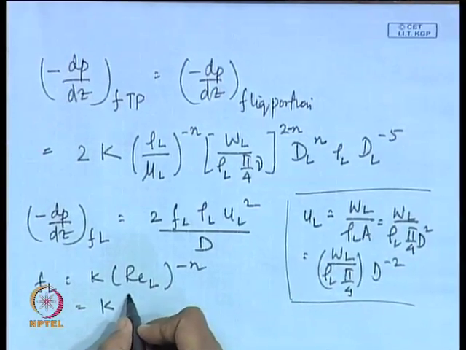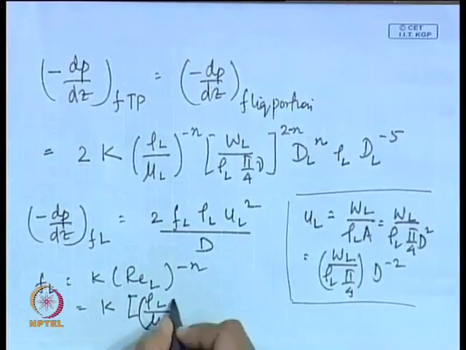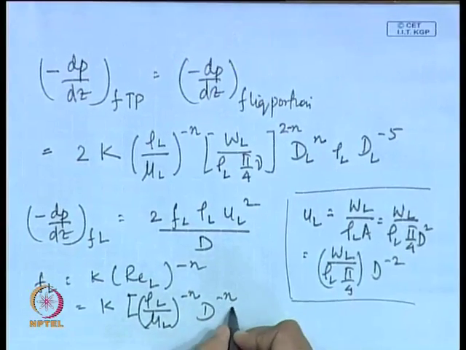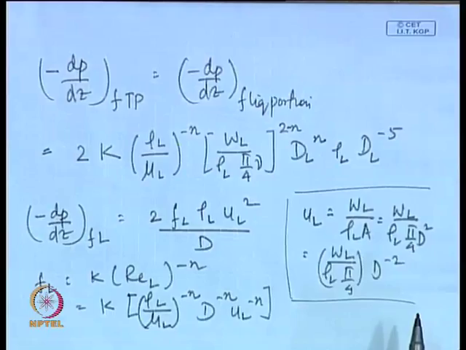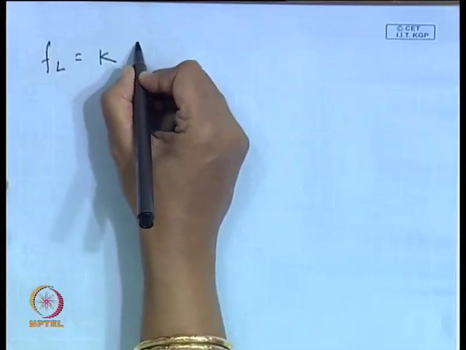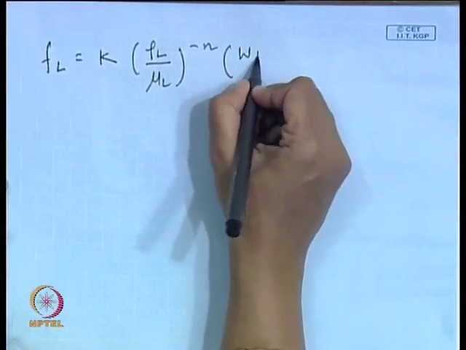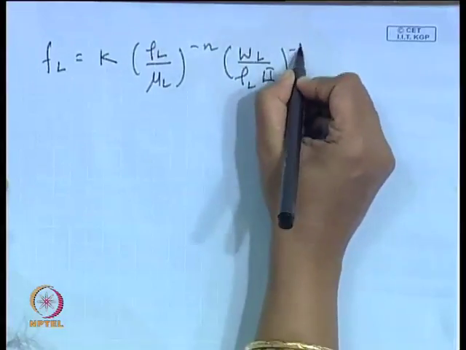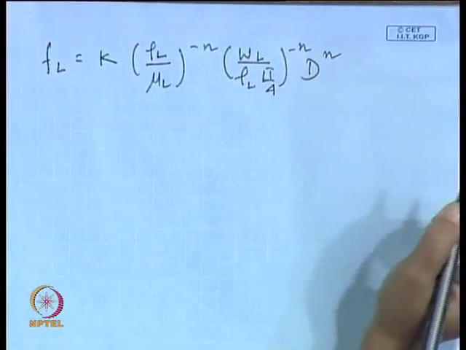So, K, this is going to be rho L by mu L whole to the power minus n, d to the power minus n, UL to the power minus n. I have just broken it down so that I can make the necessary substitutions, fine. Or this can be written down as FL equals K, rho L by mu L whole to the power minus n. Instead of UL, I write WL by rho L pi by 4 whole to the power minus n, then d squared to the power minus n, and there was a d to the power minus n. So, finally, it lands up as d to the power n.